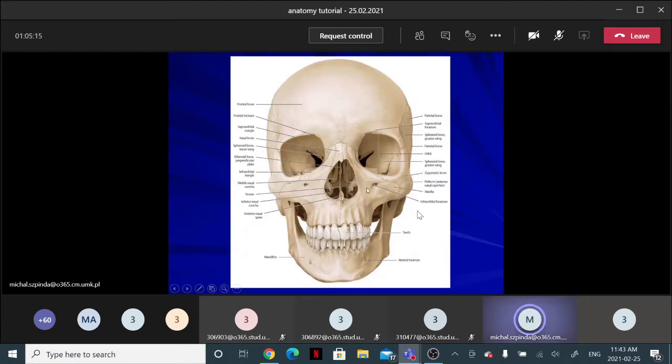Here we can see the canine fossa with the infraorbital foramen, the alveolar process of the zygomatic bone with its alveolar juga, and the zygomatic bone with its frontal process. The posterior temporal one is invisible, and the fifth border is here, the posterior medial border.